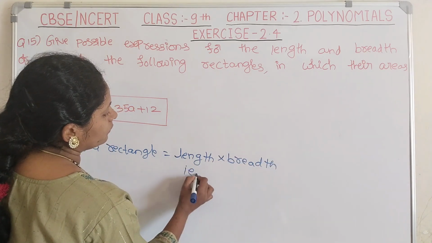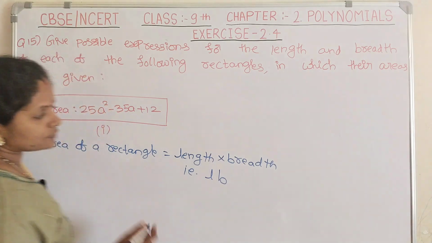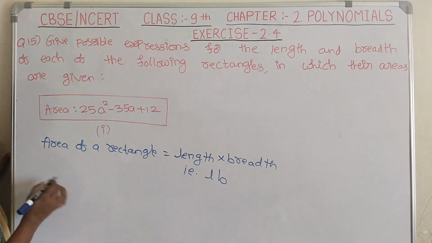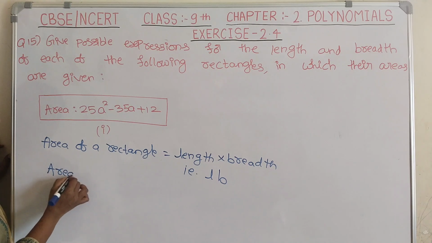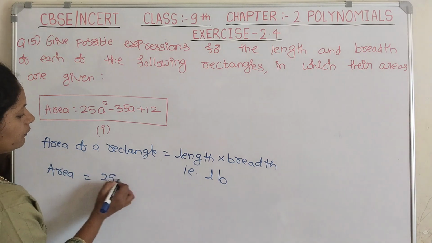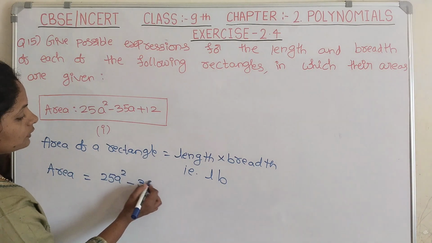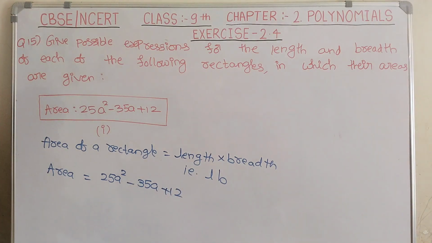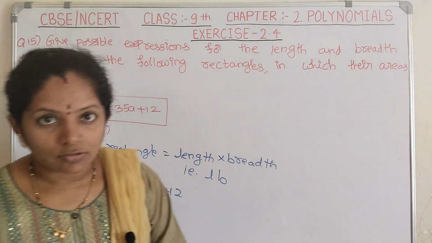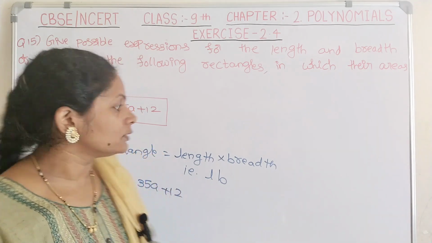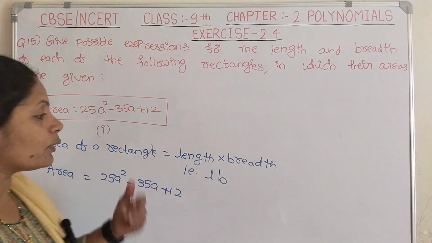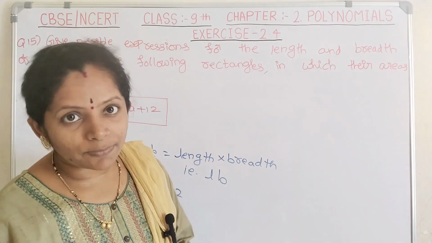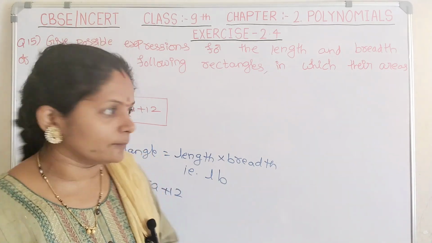That is L into B, we write. Here the area is given as 25a square minus 35a plus 12. It is a quadratic equation. We know how to get the factors of a quadratic equation. How do we get the factors? By splitting the middle term.